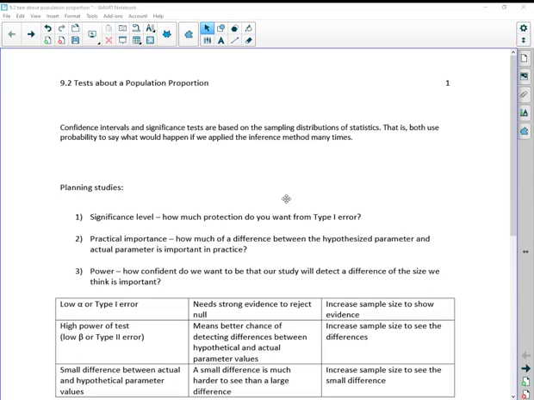Tests about a population proportion. We're looking at significance tests, which are a formal procedure that compares an observed data value, some statistic that you just measured, to some claim, also called a hypothesis, that we feel is the truth.